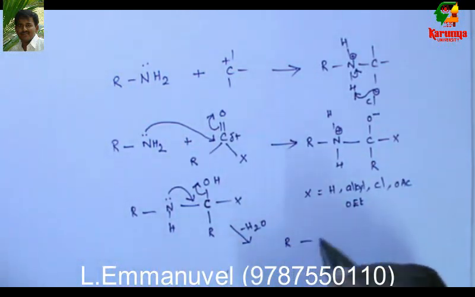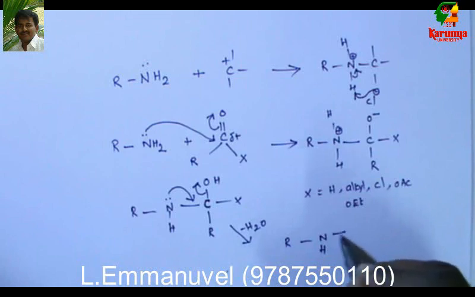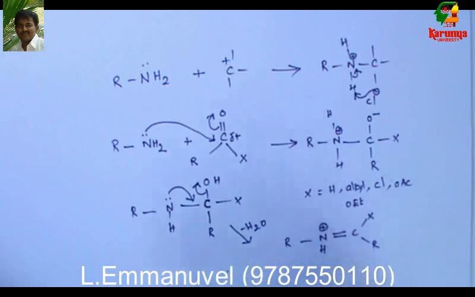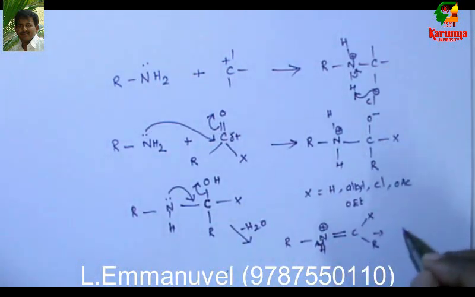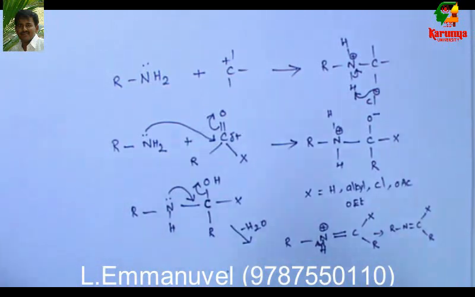So what we get is R, NH, double bond, C, X and R. Since the lone pair of electrons is lost, we get a positive charge. Now this bond may fall, and what we get is R, N, C, X and R. This is the pathway when X is equal to H or alkyl. So in the case of aldehyde and ketone, what we get is imine. So this functionality is known as imine.